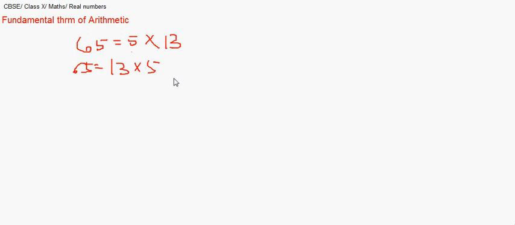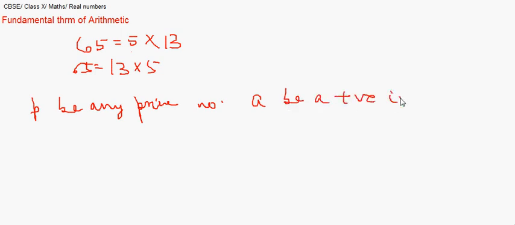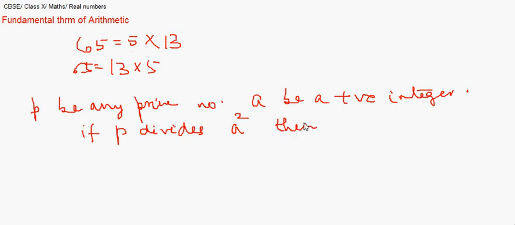That is one theorem. The second theorem, based on this, says: if P is any prime number and A is any positive integer, these being the two assumptions, then if P divides A square, P will also divide A. Okay, this is one theorem.